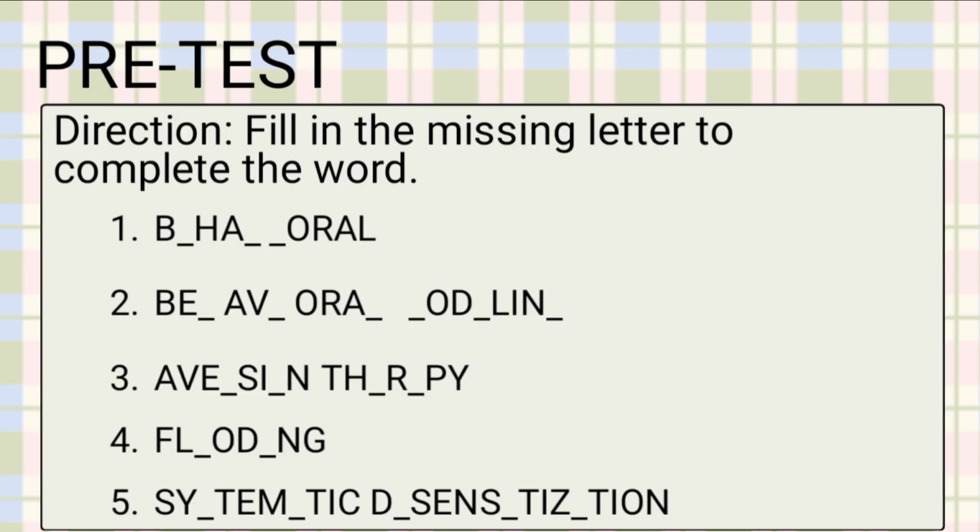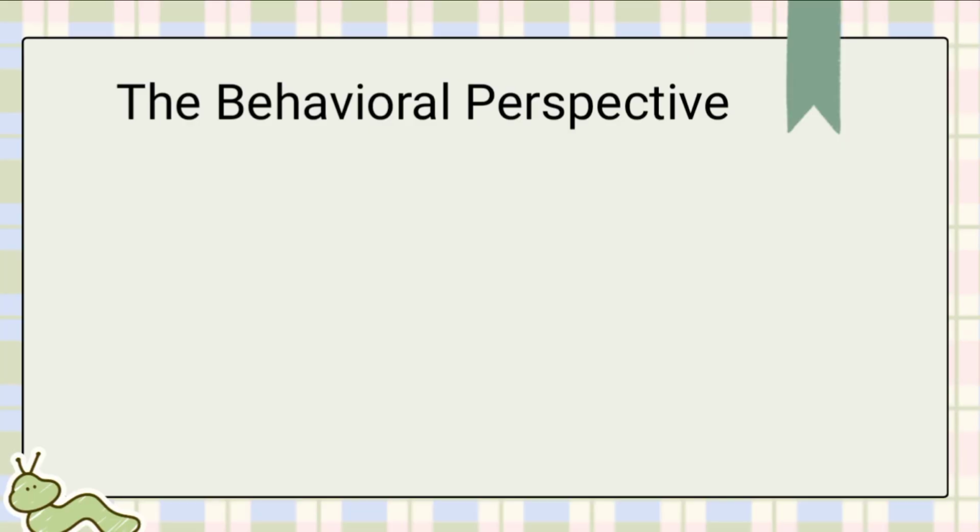Before I proceed to my discussion, let's have a pre-test first. Direction: fill in the missing letter to complete the word. So that you have enough time to answer, I will send it to our group chat, and you can send your answers with your name on it. It is only 5 items. Now let's start with our discussion.